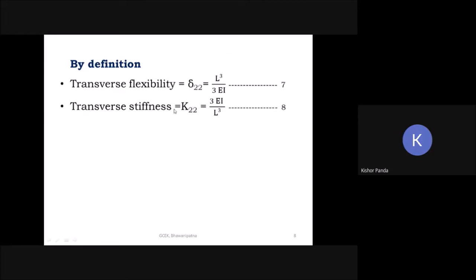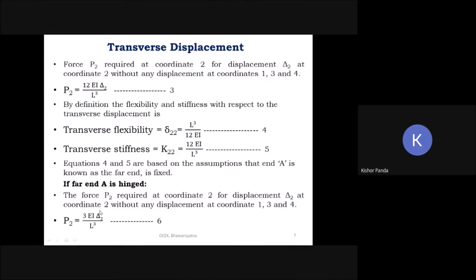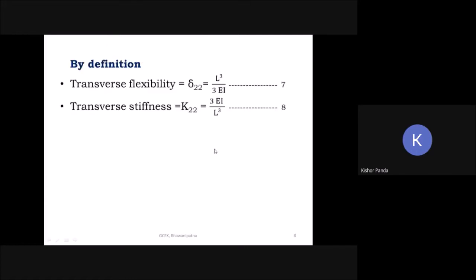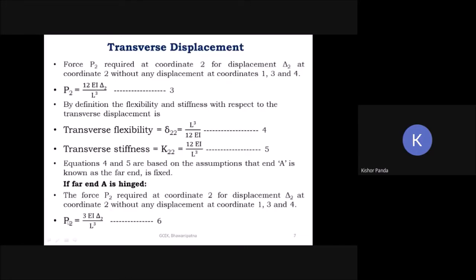Similarly, in the case of stiffness, this is the force required for unit displacement. So you have to put the displacement equal to 1, and that force is equal to the transverse stiffness. When you put delta 2 equal to 1, P2 becomes K22. K22 is equal to 3 EI by L cubed.